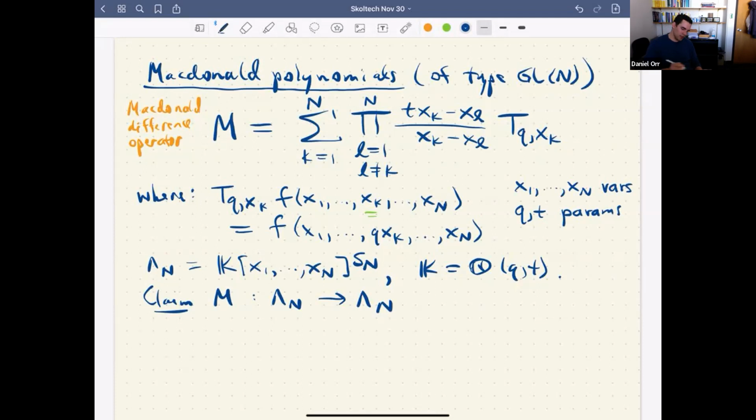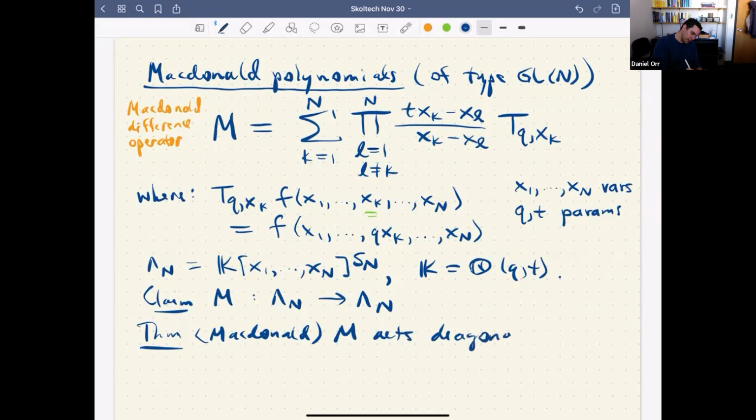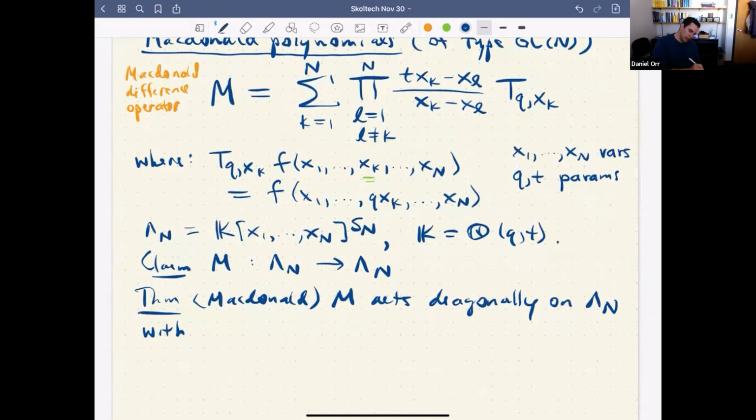Okay. And then one of the foundational results in the theory of Macdonald polynomials, due to Macdonald, is that this M acts diagonally on Lambda n. Okay, so it has an eigenbasis. So let me try to write this here. I do have quite a bit more space, that's good. With eigenbasis P lambda. So what is lambda? If you want to have a basis for symmetric polynomials in n variables, a natural indexing set is partitions.